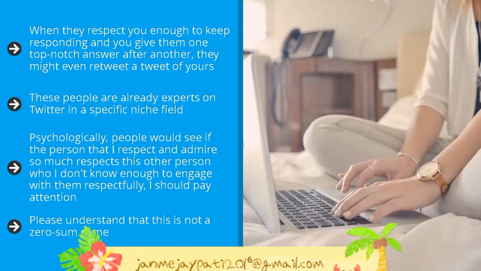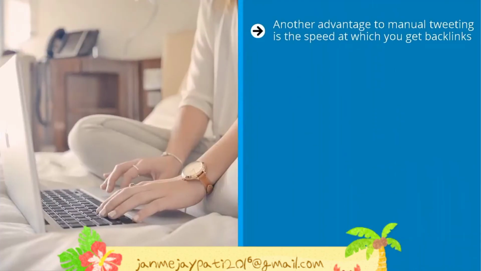It's not like they would unfollow the one expert to follow another expert. Instead, they're already following one expert and they would just follow another expert. They would be following an additional expert. You're increasing the social influence pie instead of fighting over somebody else's influence. They're not losing out. Another advantage to manual tweeting is the speed at which you get backlinks.